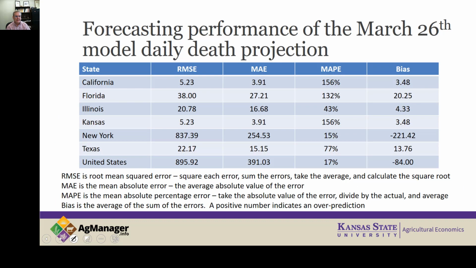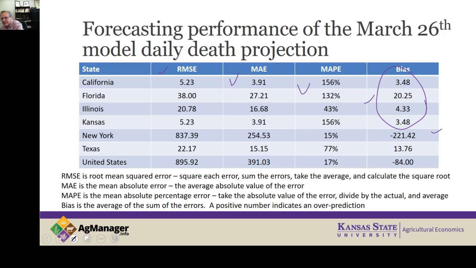The slides you can get on the agmanager.info website, if you want to take a look at those. One of the things we started looking at last week was the forecasting performance of the March 26th model. We're looking at the root mean squared error, the mean absolute error, mean absolute percentage error, and then the bias. Positive numbers mean that the forecasts were greater than the actual.